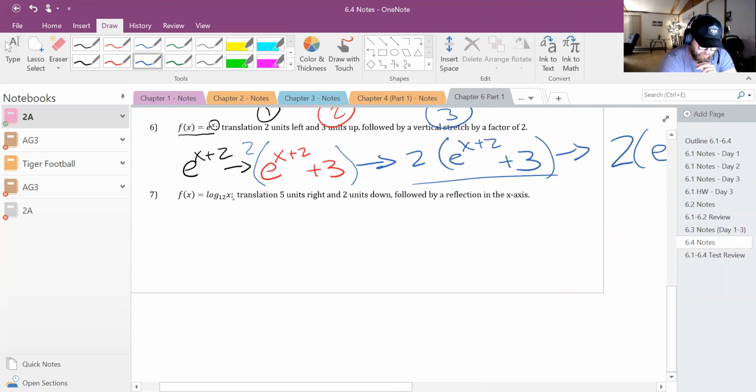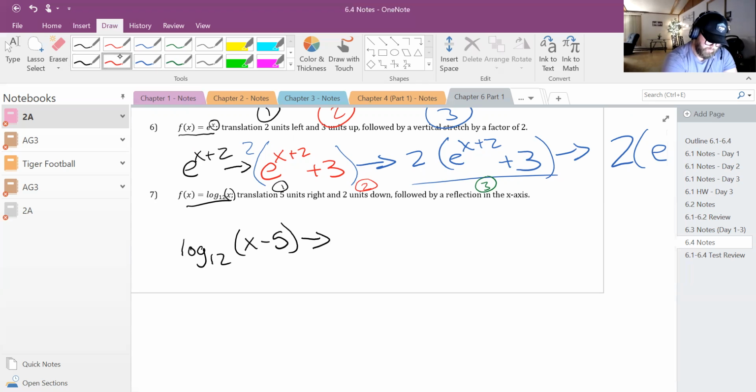Okay, and 7, log of 12x, translation 5 units right. It's child's play. Okay, so log, let me use pretty colors again. So here's 1, here's 2, here's 3. Okay, so here's my original. I'm going 5 units right, so I'm going to be minus 5 inside the parentheses. Here's the parentheses right there. So we have log base 12 of x minus 5 because we're going right. First step done. Cross it out, sure.